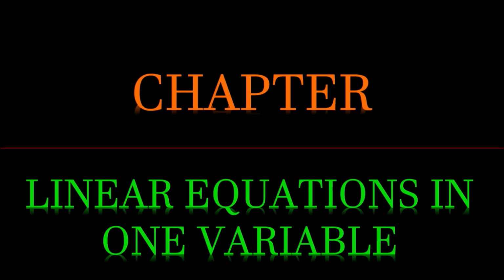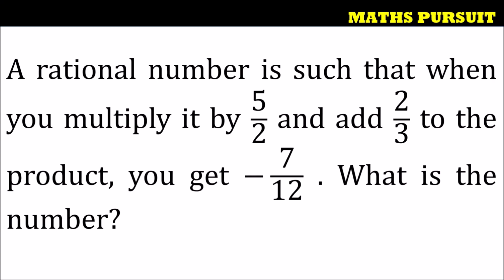Today we will look into the questions from the chapter called Linear Equations in One Variable. The given question is: a rational number is such that when you multiply it by 5 upon 2 and add 2 upon 3 to the product, you get minus 7 upon 12. What is the number? So guys, let us see how we can answer this question.